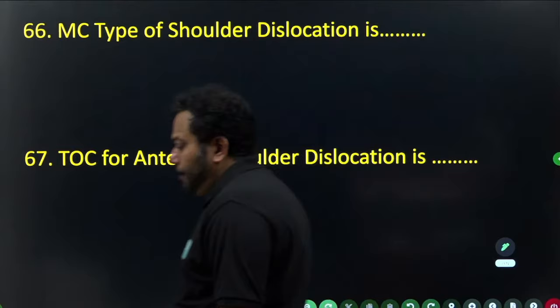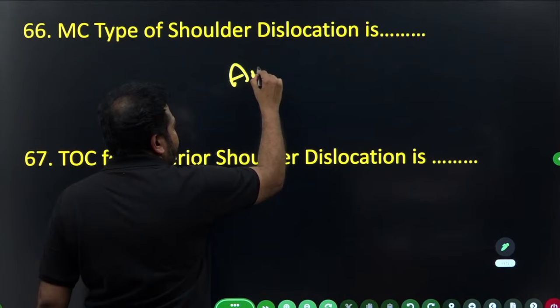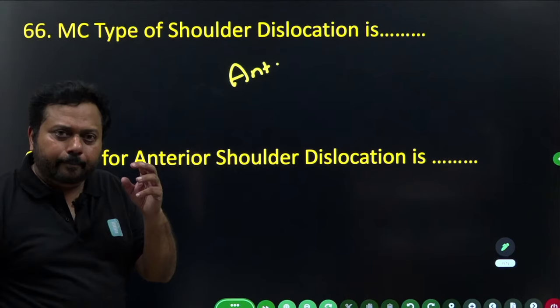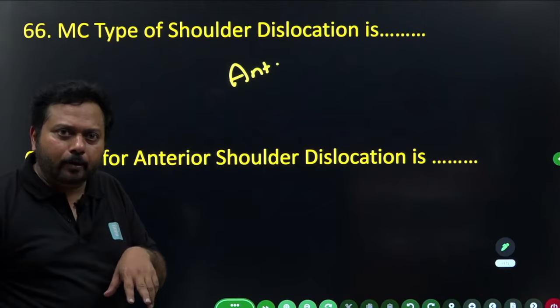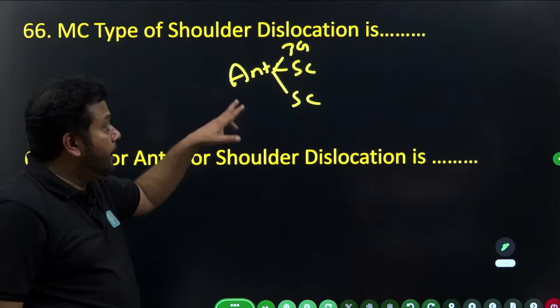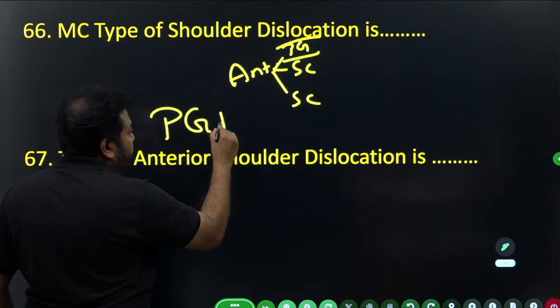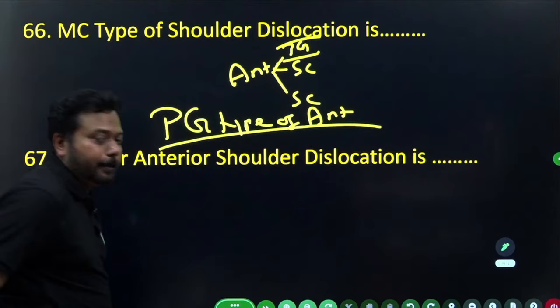Most common type of shoulder dislocation. Three types of shoulder dislocations are there: anterior, posterior, inferior. Most common type is always anterior. In anterior, there are 3 subtypes: preglenoid, subcoracoid, subclavicular. Among these 3, the most common is preglenoid. So, how to consolidate this into an MCQ? The most common type of shoulder dislocation is the preglenoid type of anterior shoulder dislocation.